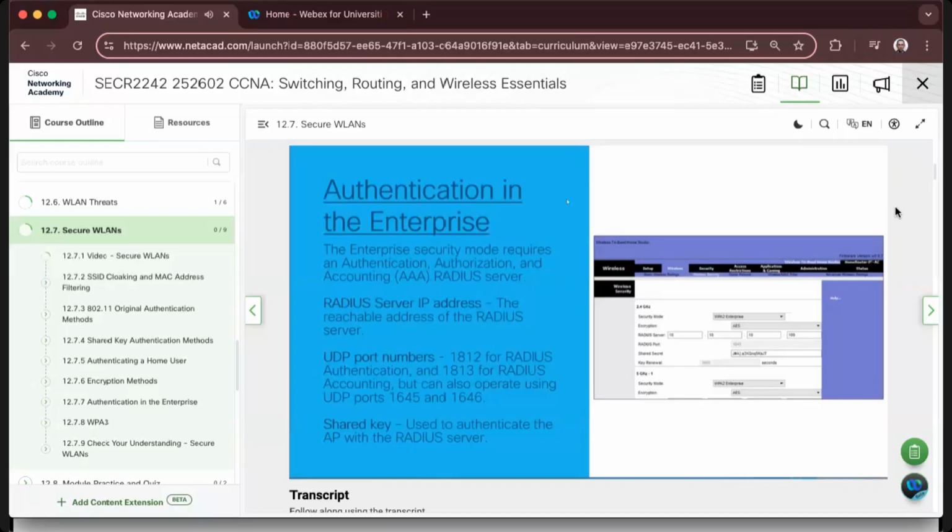The common port numbers are 1812 for RADIUS authentication and 1813 for RADIUS accounting. This can also operate using ports 1645 and 1646. On top of that, users will have a username and password and a shared key. The wireless router or access point must have the shared key configured to be the same key configured on the server. As requests from our wireless router or access point go to that server to ask about passwords, we want to make sure that we have these legitimate sources of requests.